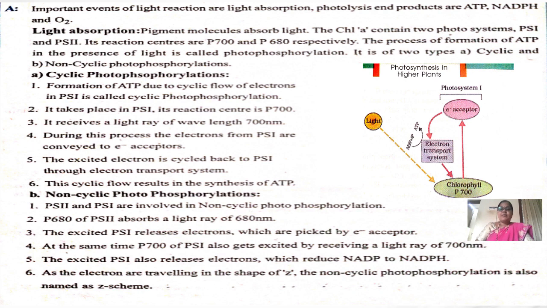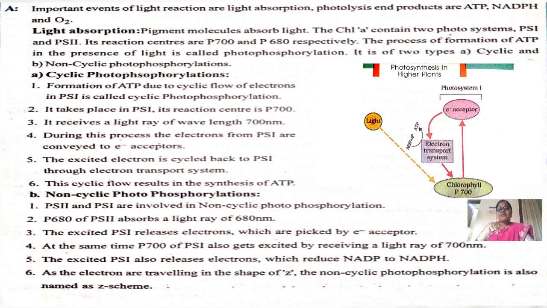And what are the important events in these light reactions? They are light absorption, photolysis, and the products are ATP, NADPH and oxygen. And the last one is the photolysis of water.